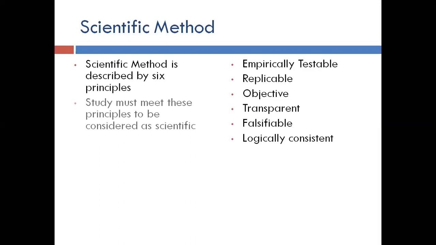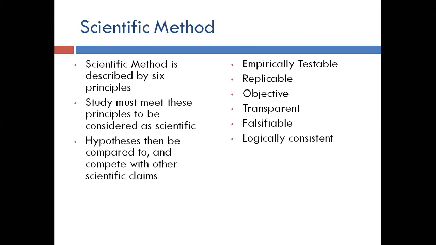Now, a scientific study must meet these principles to be considered scientific. If we falter in one of these principles, the method would not be considered scientific. So a hypothesis then has to be compared to and compete with other scientific claims. So if I say, for example, we have advanced a hypothesis and we have proved through our observations that this hypothesis is good to stand.